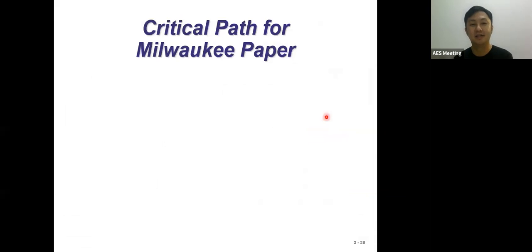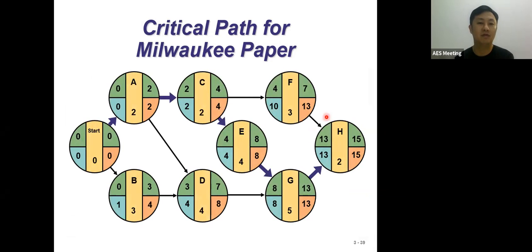Let's look at the critical path for the Milwaukee project. We have activity A, then we continue to activity C. After activity C, we continue to activity E, E continues to G, and G continues to H. That is the longest path in the network, and it is also the critical path that connects all the critical activities. How many critical activities do we have? Five: A, C, E, G, and H.